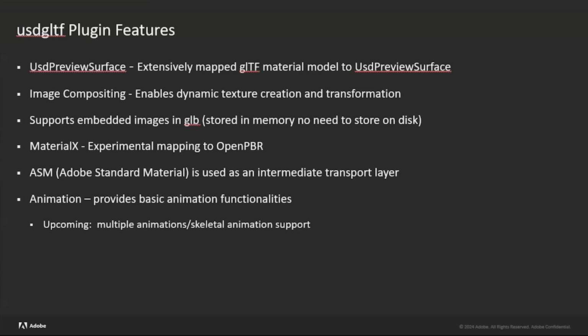Everything is backed by the ASM, we call Adobe Standard Material Model. For all of our plugins, we use this as our transport layer because we don't want to lose different properties when going from one format to another. We want to preserve all that data when we import and export. So we use ASM to help achieve that. And then, as Pablo mentioned, we have some basic animation support, but animation in USD is challenging. We'll talk about that a little bit in an upcoming slide, although we do have some work going into multiple animations and skeletal animation support coming online soon.